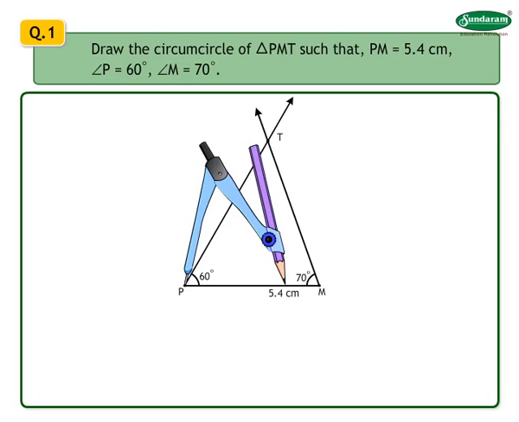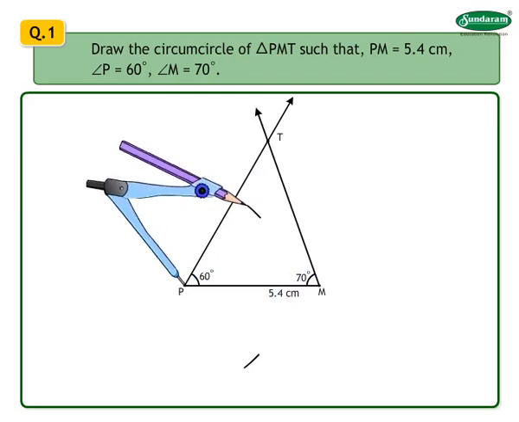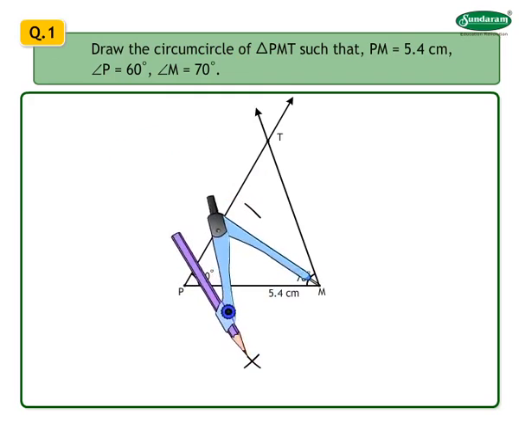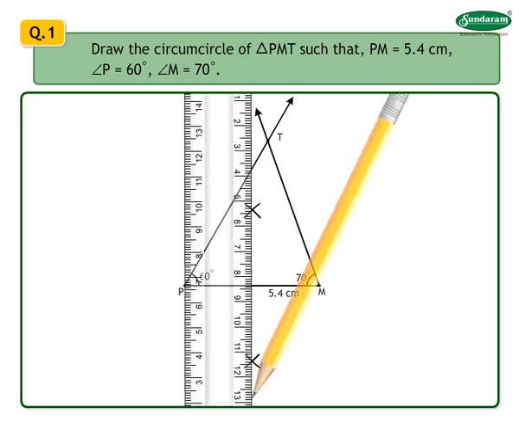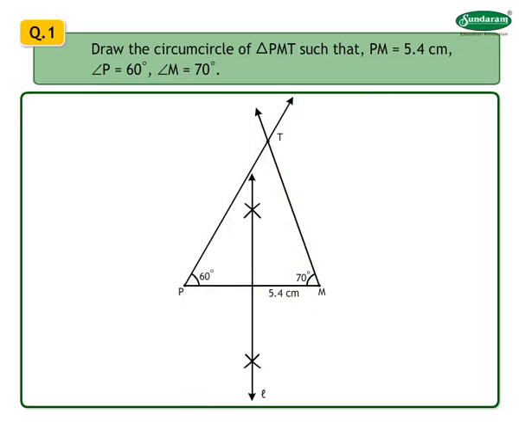Taking more than half the distance, first keep the point of the compass on point P, then on M, and draw intersecting arcs above and below segment PM. Draw a line L passing through the points of intersection of these arcs. This is the perpendicular bisector of side PM. Let the point of intersection with side PM be A.